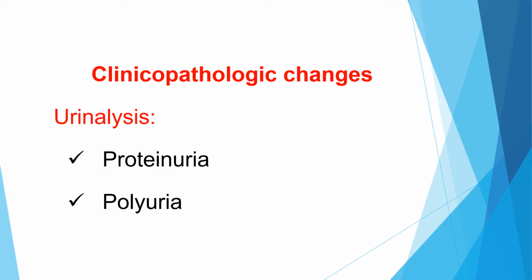Clinicopathological changes in urine are proteinuria, where protein appears in the urine, and polyuria, increased formation and frequency of urination.